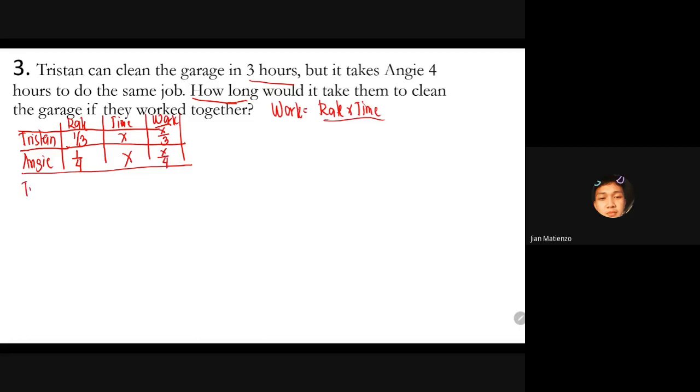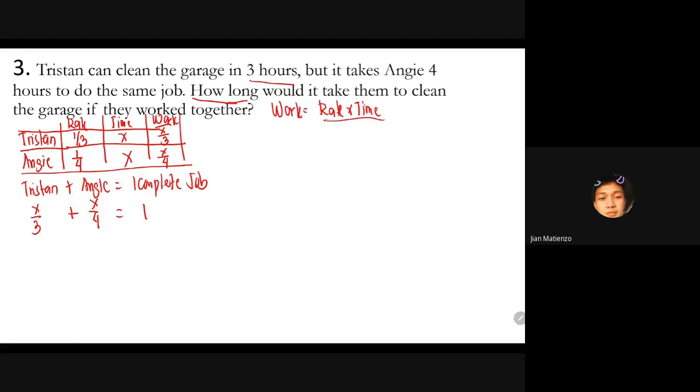So the work done of Tristan plus the work done of Angie is equal to one complete job. Matatapos nila ang trabaho kapag magsasama si Angie at saka si Tristan. So, ang work done ni Tristan, ang kaya niyang maiambag ay x over 3. Samantalang si Angie, ang kaya niyang maiambag ay x over 4. Matatapos nila ang trabaho in one complete job. One does not necessarily mean it's 1 hour. Okay? So, meron ka dyang denominator na 3 at saka 4.